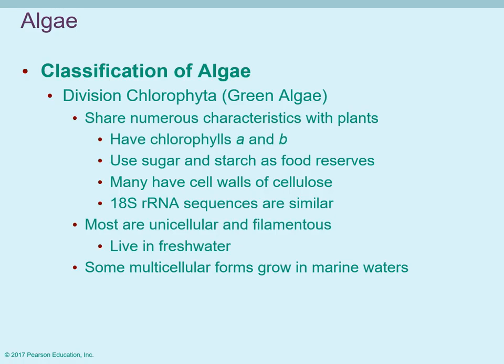The green algae or the chlorophytes, very similar to plants. They obviously do have chlorophyll. They're going to use sugar and starch as their food reserves. A lot of them have cell walls made out of cellulose. Most of these are going to be single cell. Some are filamentous. They live in fresh water.